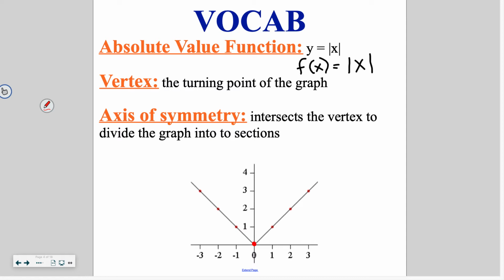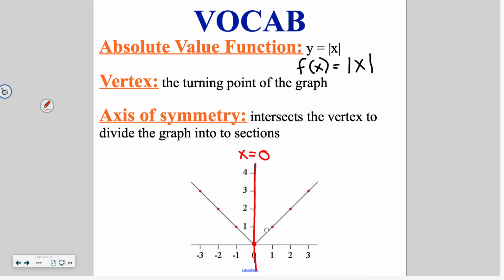The pieces are going to reflect each other across the axis of symmetry. So in this case, for this original function, my axis of symmetry is going to be x is equal to 0. It's that vertical line, all of the x values, all the different y values where the x coordinate is 0. So that's the line that splits the graph in half. The vertex is the point where it changes.